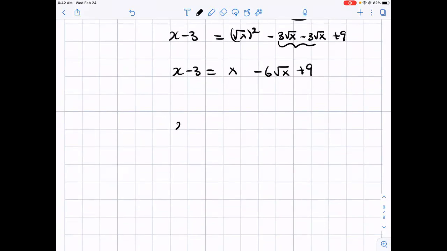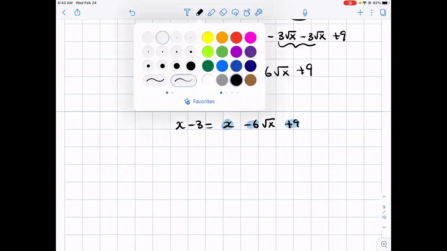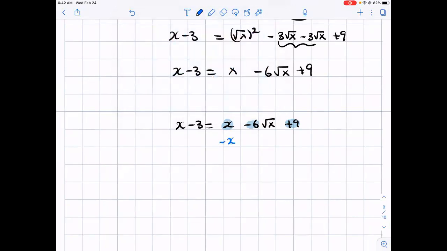So we have to move here the x, the -6, and the 9. Those are the things we'll have to move to get the radical by itself. So choose one and just get rid of it. So the first thing I'm going to do is subtract x on both sides. And by doing this, the plus x and the minus x cancel, so this becomes -3 is equal to this, plus x and minus x cancel.